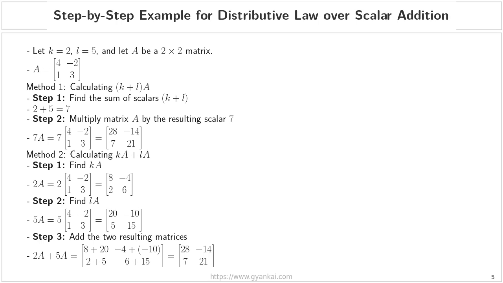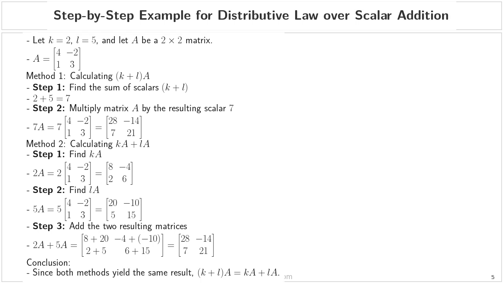By adding the corresponding elements, 8 plus 20, -4 plus -10, 2 plus 5, and 6 plus 15, we get a matrix with 28 and -14 in the first row, and 7 and 21 in the second row. In conclusion, since both methods yield the exact same result, we have numerically proven that the sum of scalars k plus l, multiplied by matrix A, is equal to k times A plus l times A.